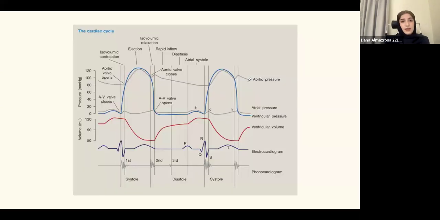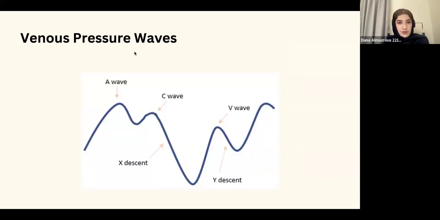Clear? Perfect. Now I'm going to move to the venous pressure waves that I told you I was going to explain later. If you look at this graph, these are the venous pressure waves. We have 3 waves, which are the A, C, and V waves, and then we have 2 descents, which are the X and Y descents.